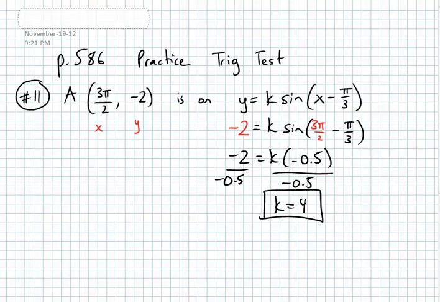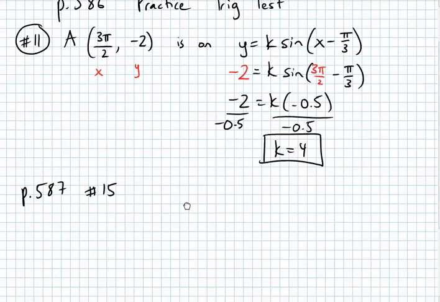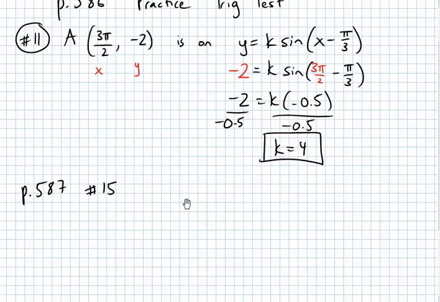Okay, question number 15. This is from page 587. It says a fan blade has a diameter of 32 centimeters. The blade is rotated 532 degrees around its center, then a point on the tip of the blade would travel how far? So we've got a picture here. The fan is across the center, 32 centimeters.